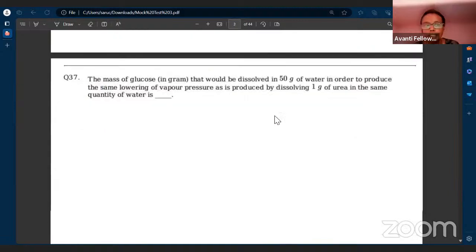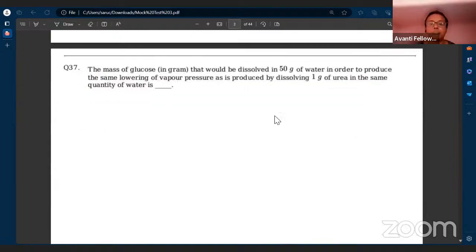The first question is: the mass of glucose that would be dissolved in 50 gram of water in order to produce the same lowering of vapor pressure as is produced by dissolving 1 gram of urea in the same quantity of water. So you have to calculate the mass of glucose in gram. The quantity of water is going to remain the same.